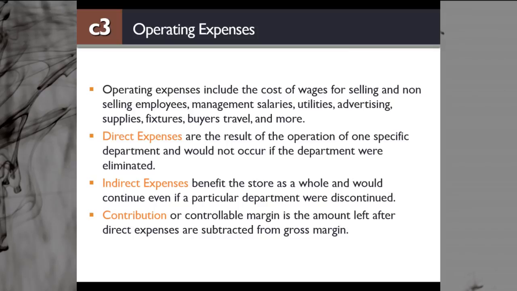And the other part, you can call this a contribution or controllable margin. This is the amount left for you to check. After you subtract the direct expenses from your gross margin, this amount is going to be called the contribution or controllable margin. So the gross margin minus direct expenses is called the contribution or controllable margin. This is really important because you can see how you can control the expenses for your company. So you also have to think about this concept as part of your operating expenses.